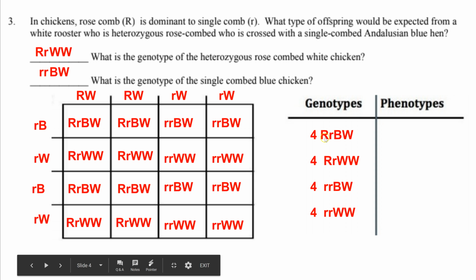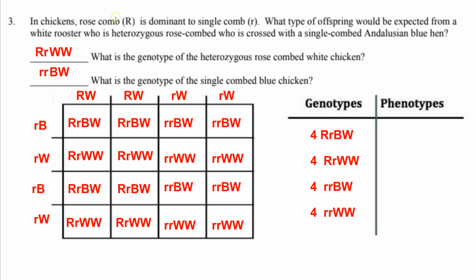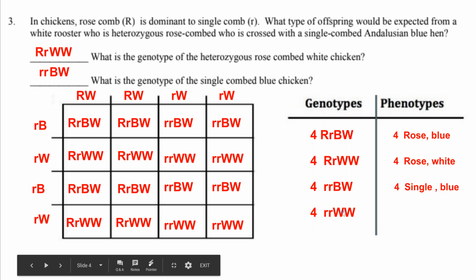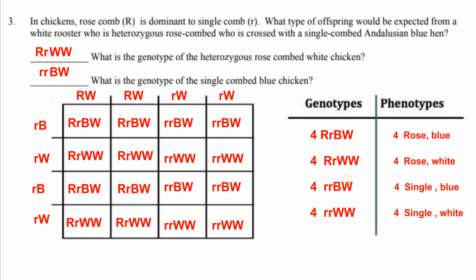What does this one look like? Well, big R, little r is rose comb. BW is blue. So I've got 4 rose blue. You could write rose comb. I just saved space there. This one's rose comb, but what color is that? White. This one's single comb, blue. Single comb, white. And that problem's finished.